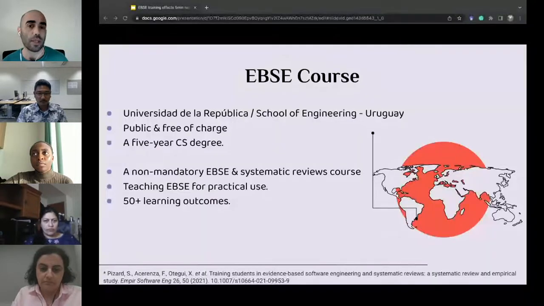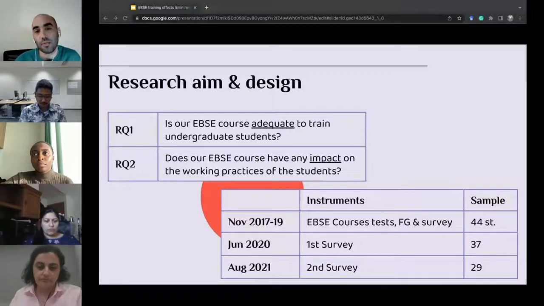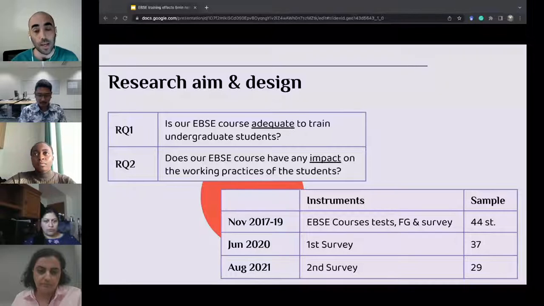We already taught three EBSE courses, all of them at the Universidad de la República in Uruguay. Because we consider EBSE training a complex issue, from the beginning we wanted to know if our course was suitable for teaching it. Later on, Barbara proposed to investigate also the effect of the course. And this was really interesting too.